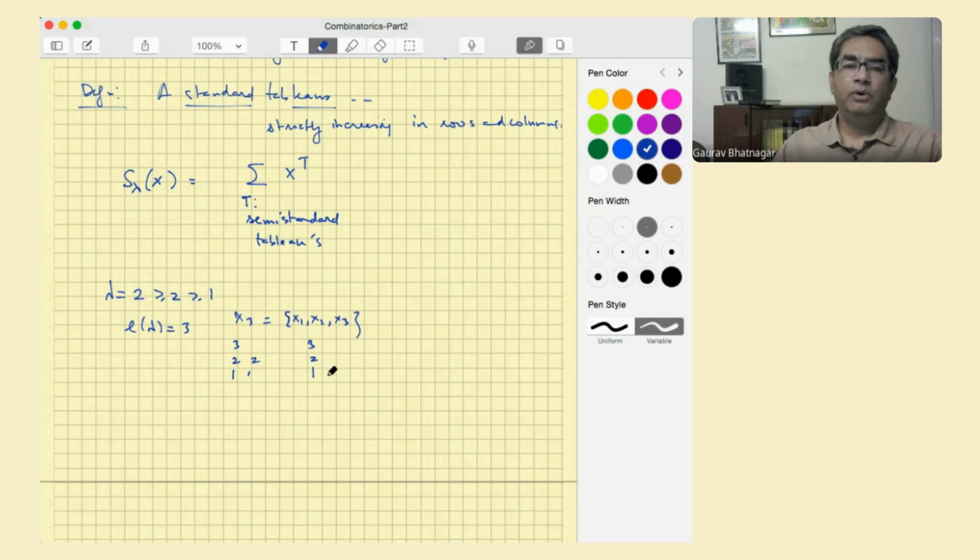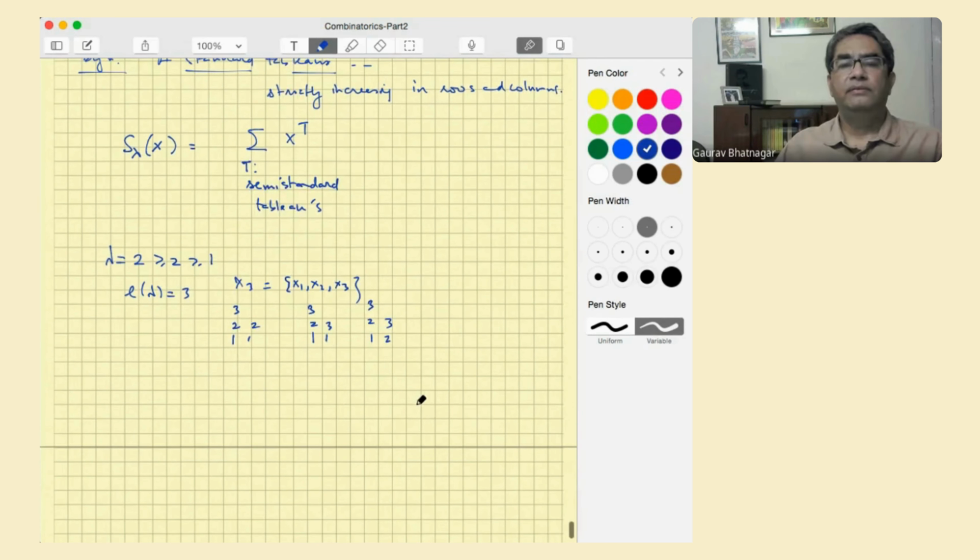I'm not making the boxes. It can be 1 and 3, and 2 and 3. This has to strictly increase. This can be weakly increasing. Right? So these are all the possibilities.